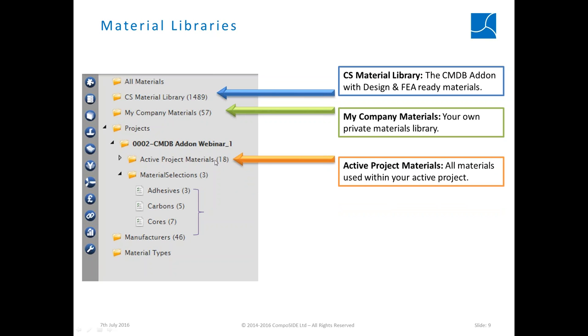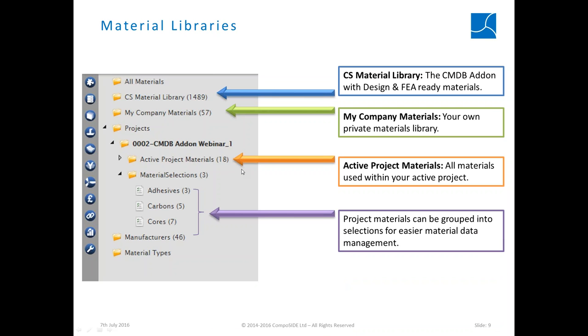And then active project materials is just the ones that are used in the current and active project, helps you to, as I mentioned, just shortlist from a wide number of materials the ones you want to actively work with. Furthermore, you can define those through a number of material sub-selection, in this case is adhesive, carbons, and cores, but otherwise you can select the format that best suits your purposes.